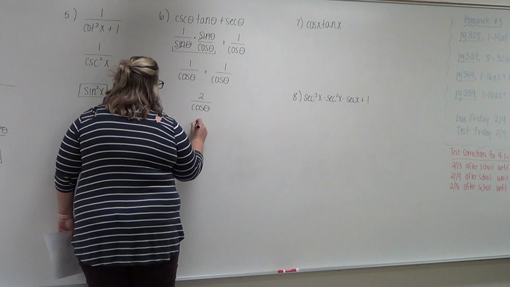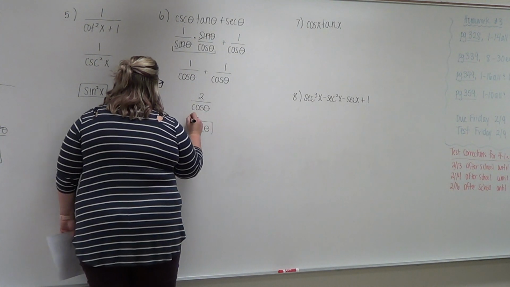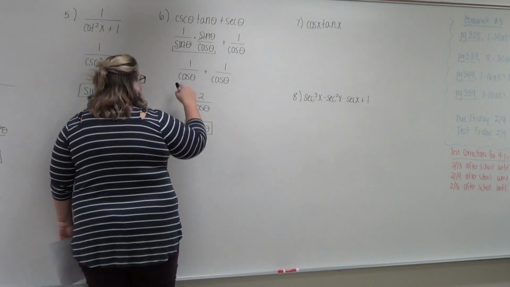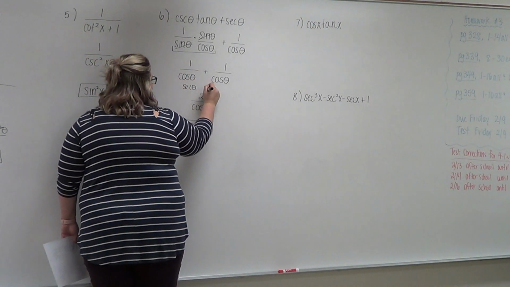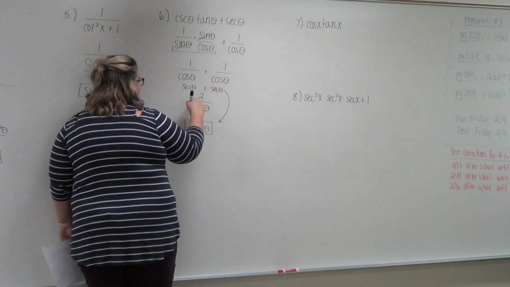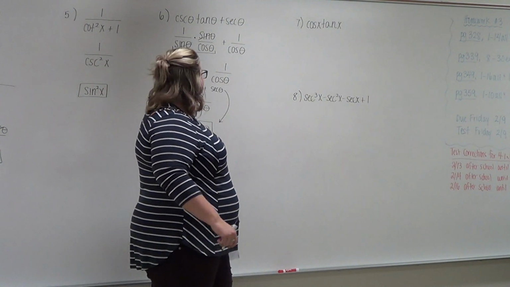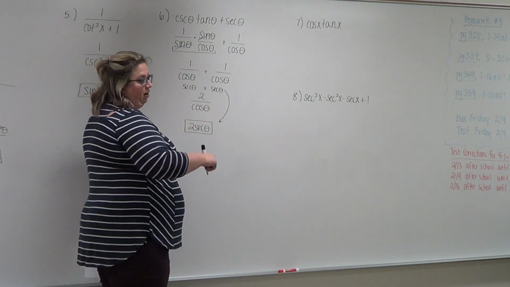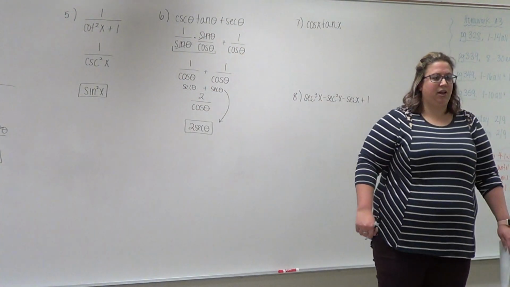So how do I know my answer now would be 2 secant? Anybody know that? Just going back, 1 over cosine is secant, so this is really secant plus secant, which is 2 secant. There's 1 over cosine, secant, and then I have my 2. This is not totally simplified, okay? We're trying to go as simplified as we can.